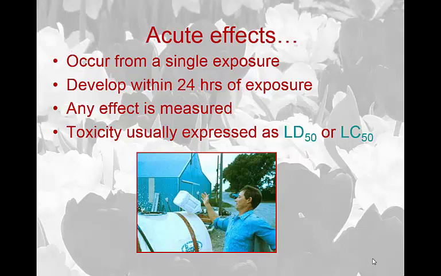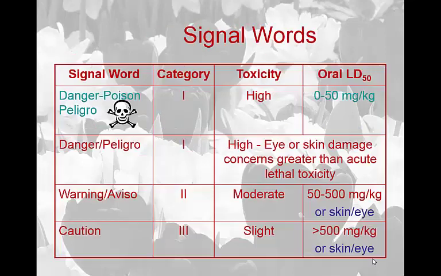The acute effects are done using what's called an LD50, which is the lethal dose that it takes to kill 50% of a test population, usually rats. We've had difficulties getting humans to volunteer for these sorts of experiments, so we have to assume that the amount of milligrams per kilogram of body weight to kill a rat is going to be about the same in humans. So if we tie that back to those signal words, danger poison, it only takes 0 to 50 milligrams per kilogram of body weight to be fatal to you if swallowed orally. Warning, it's 50 to 500 milligrams, and then caution is greater than 500 milligrams per kilogram of body weight.